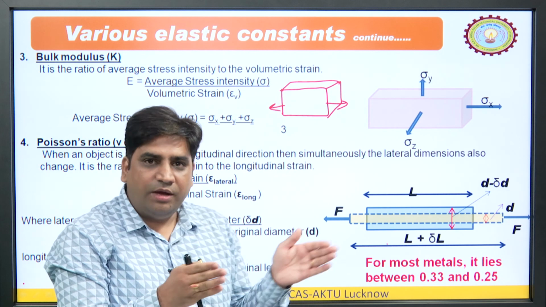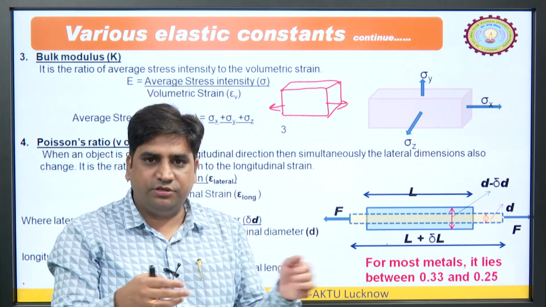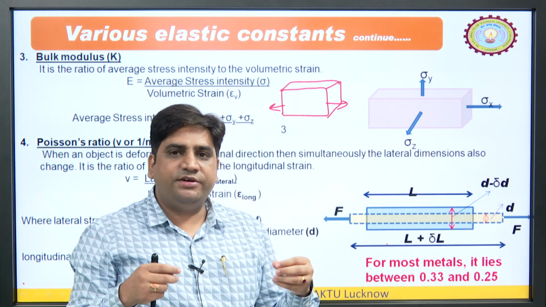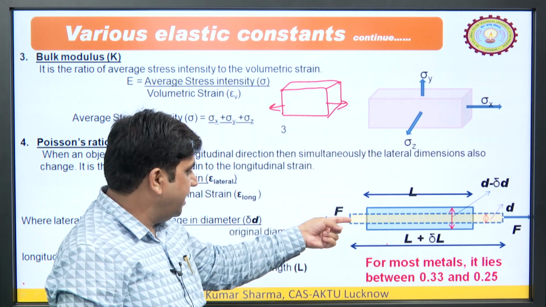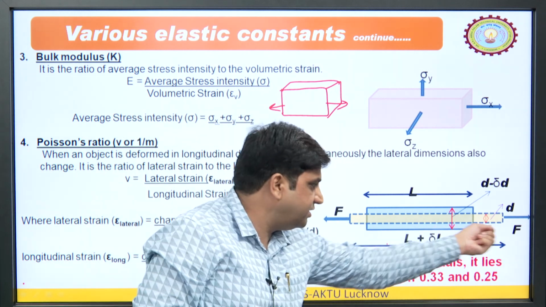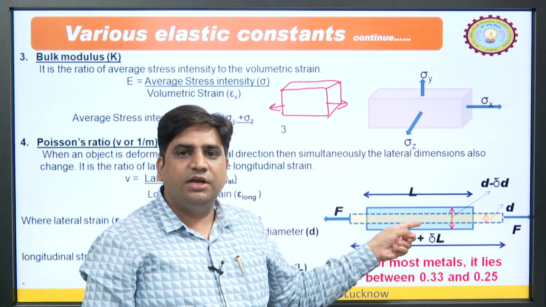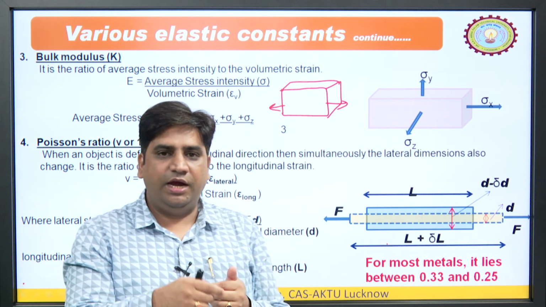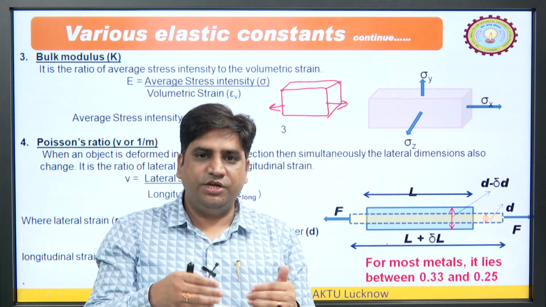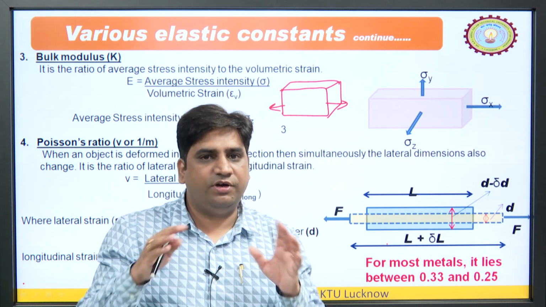So, there are two dimensions, longitudinal and lateral. Longitudinal means along the direction of application of force and lateral means perpendicular to the direction of application of force. Force is being applied in this direction, so this direction is longitudinal and this direction is perpendicular to the force, it is the lateral direction. The ratio of the strains produced in the longitudinal and the lateral dimensions is known as the Poisson's ratio and it is fixed for different materials.